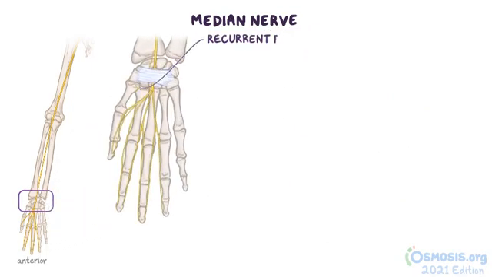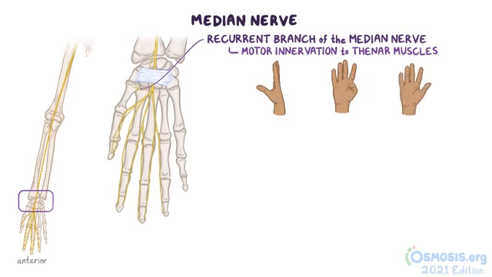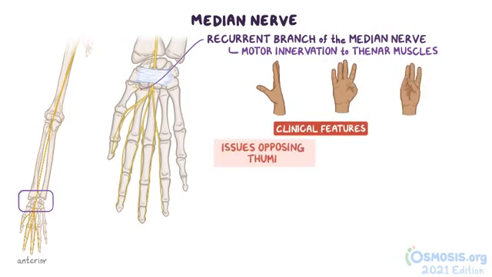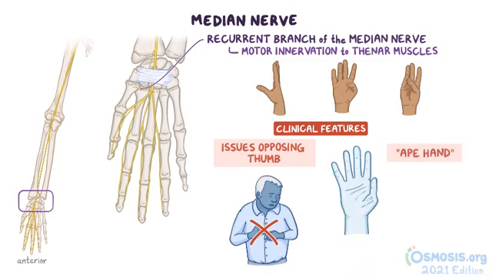Specifically, the recurrent branch of the median nerve is what provides motor innervation to the thenar muscles of the hand, which are responsible for abduction, flexion, and opposition. So with injuries, people may have issues opposing the thumb, and it may be difficult to perform actions like buttoning up a shirt. Damage to the recurrent branch of the median nerve alone causes what is known as ape hand, which refers to atrophy of the thenar eminence and inability to oppose the thumb.